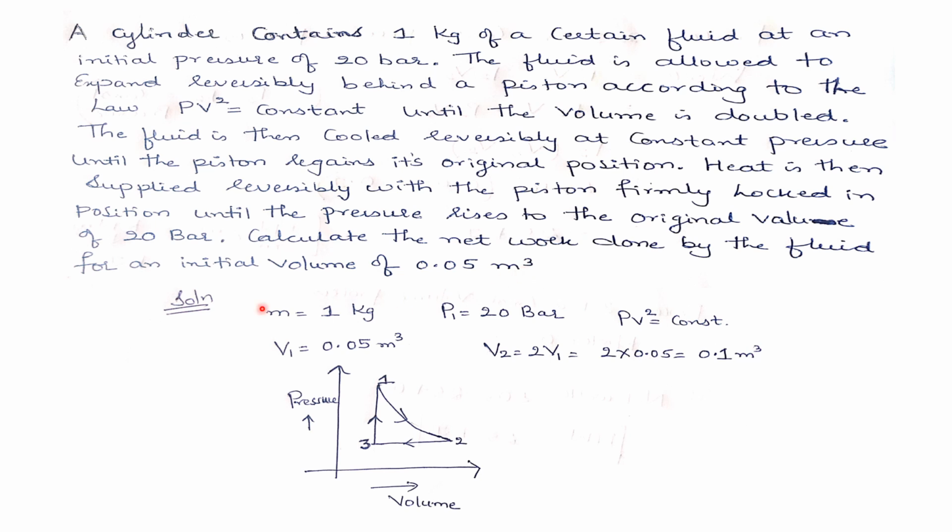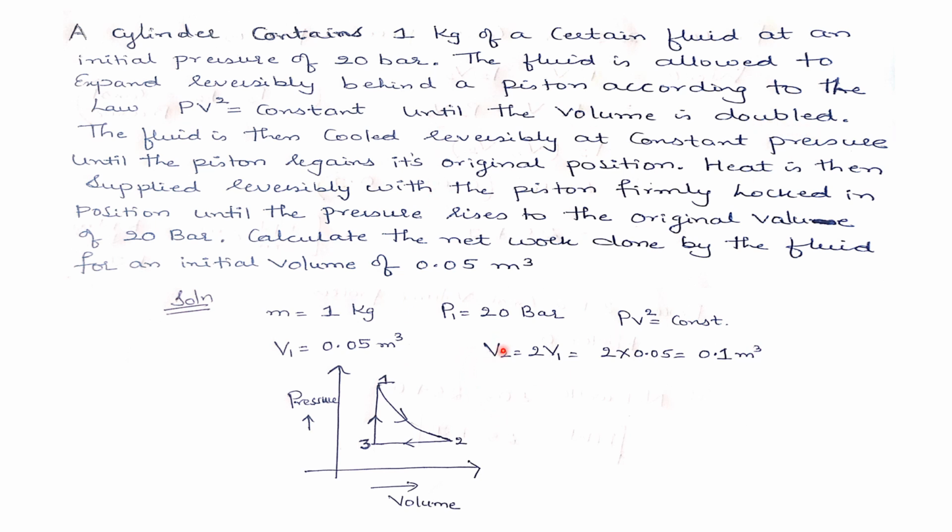So in this problem, the data given: mass is 1 kg. Initial pressure of the gas is 20 bar. It is following the law, a polytropic process, PV to the power n equal to constant. Here n, that is the polytropic constant, is given as 2, PV to the power 2 equals constant, where V1, the initial volume, is given as 0.05 meter cube, and the fluid is allowed to expand reversibly until the volume is doubled.